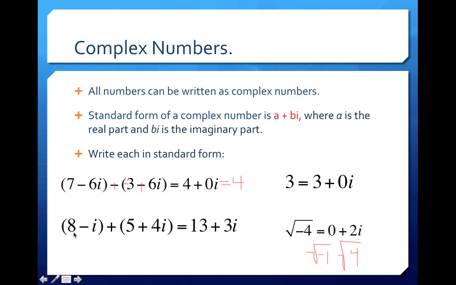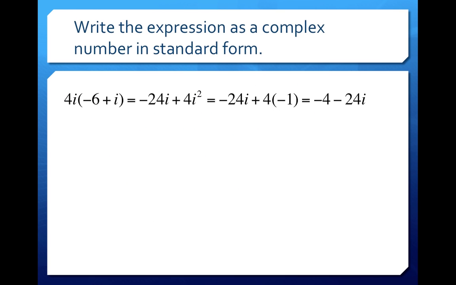This looks like the easiest example. 8 plus 5 is 13, and negative 1i plus 4i gives me 3i. So 75% of your homework over 4.6 is just going to look like that.